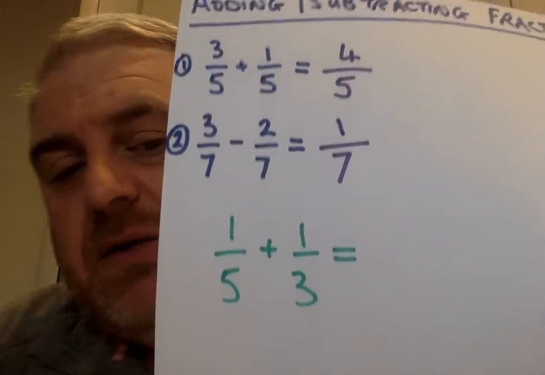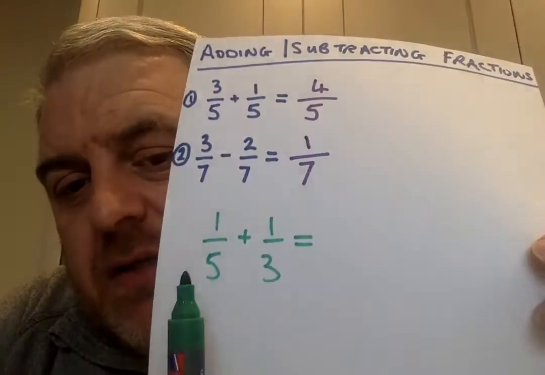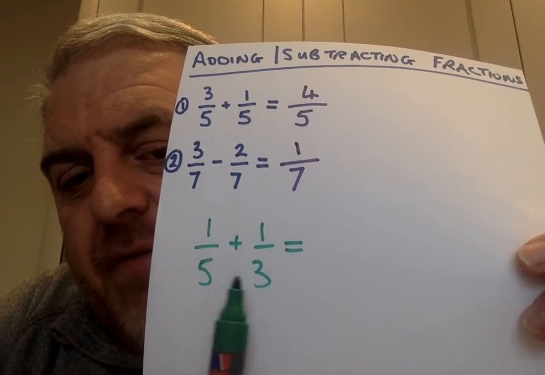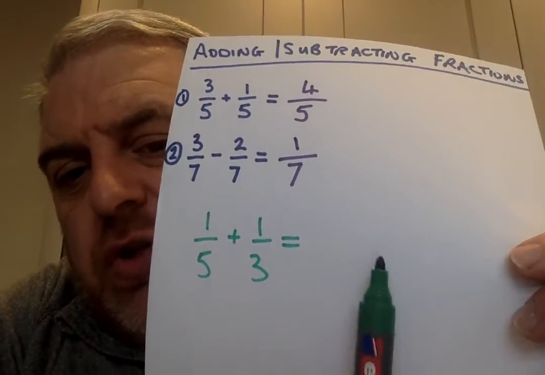However, we may have a situation where we've got mixed denominators. So here's a little mixed denominator question. I'm going to do an add first. A fifth add a third. Okay, as you can see, the denominators are 5 and 3. So what we're going to do is to create a new denominator. And that is created by multiplying our two existing denominators. So 5 times 3 gives me the number 15.